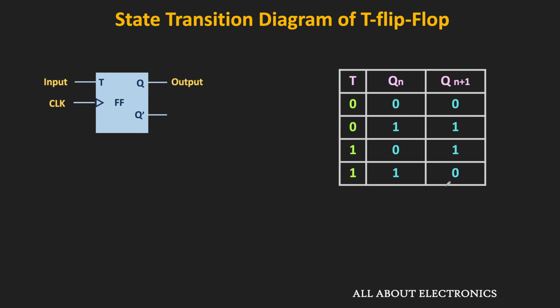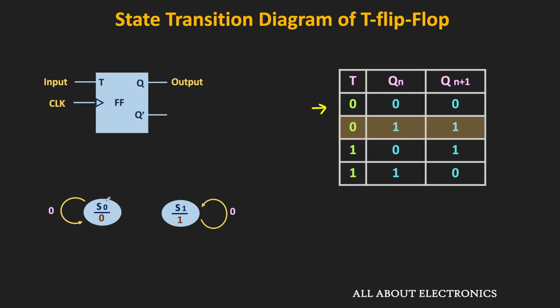So once again, the flip-flop has only two possible output states, that is S0 and S1. So this S0 is a state when the output of the flip-flop is 0 and S1 is the state when the output of the flip-flop is 1. So in this S0 state, if the input of the flip-flop is 0, then it will remain in the same state. That is this condition. That means in this condition, the output of the flip-flop will also remain 0. Similarly, when the flip-flop is in S1 state and if the input is equal to 0, then it will also remain in the same state. And in that case, its output will also remain 1.